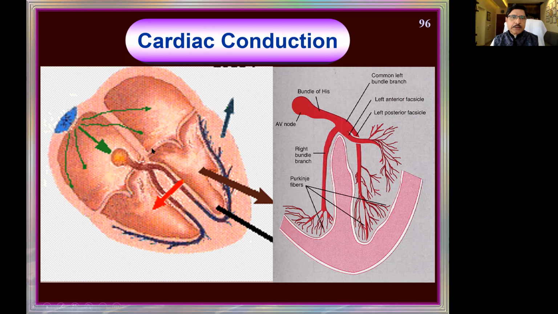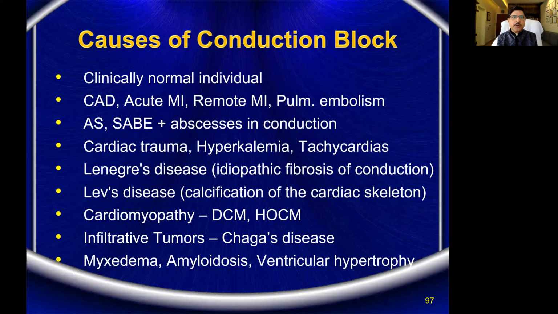Remember, there is no specialized conducting system here, but there is a specialized Purkinje network through the bundle of His and then the two bundle branches. This is to have a very synchronous, powerful contraction of the ventricles. Okay, let us see. Clinically, causes of conduction block. Some people may have, normally also a few people might have, physiologically there may be conduction block.